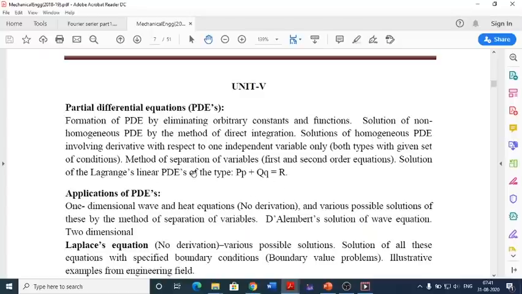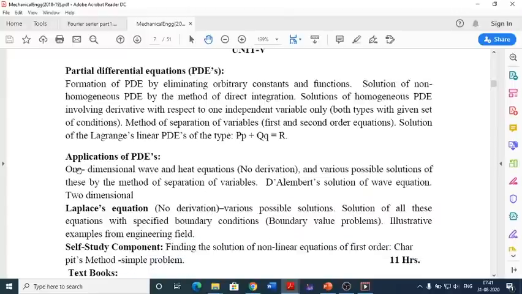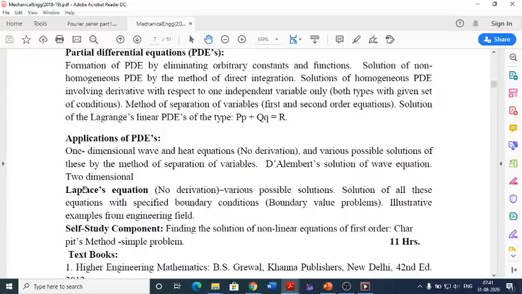All these techniques are going to be discussed under this unit, and in that we have applications of PDEs. So there we are going to discuss wave equations, heat equations and boundary value problems, how to solve such equations, that we are going to discuss under unit 5.